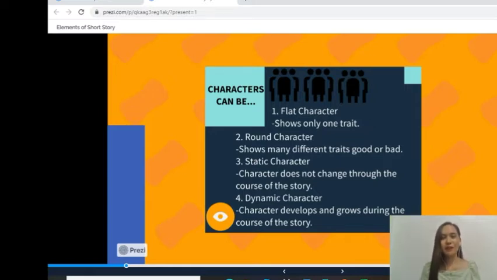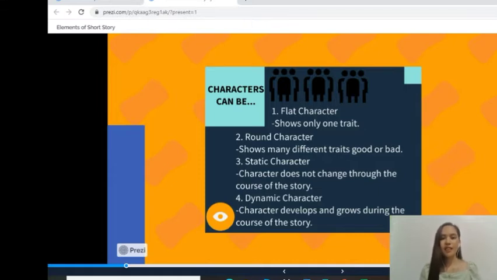Next one is the round character. Round character shows many different traits, good or bad. Especially if the character started with good manner, in the middle, he or she will be bad, and at the end of the story, he will be going back to good character. That's a round character, the changes in different traits.